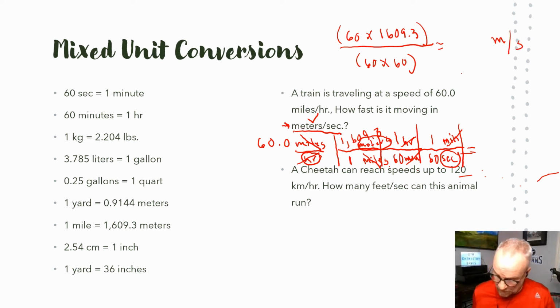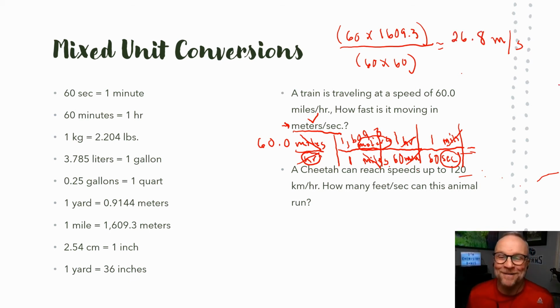And let's see what I got for that. I got 26.8. So train really getting it, right? 26.8 meters per second. If you were standing out by the railroad tracks, that would almost make your head spin as fast as it's going.